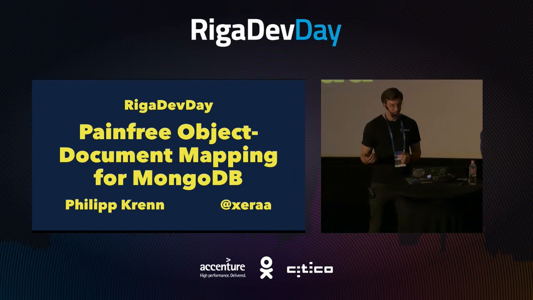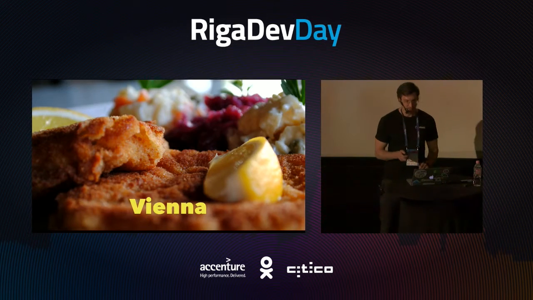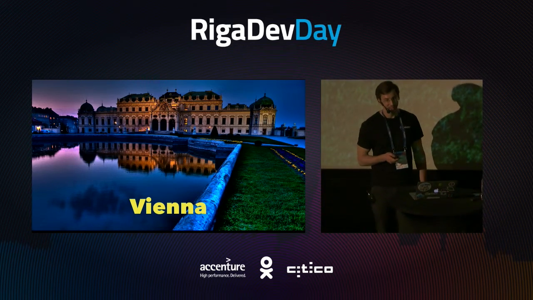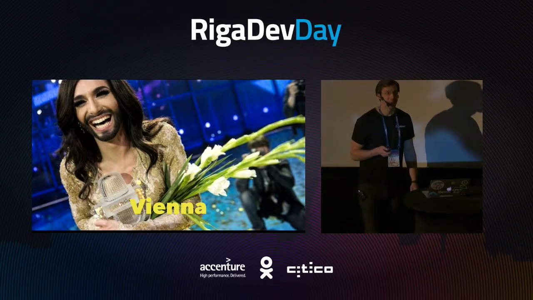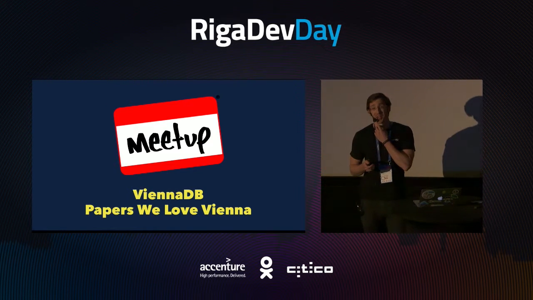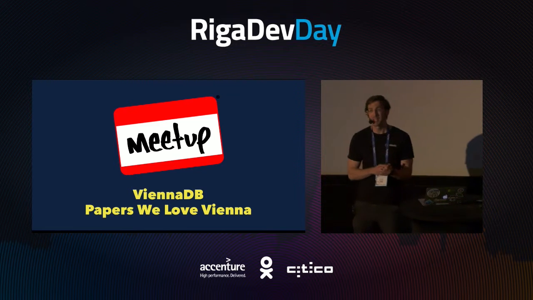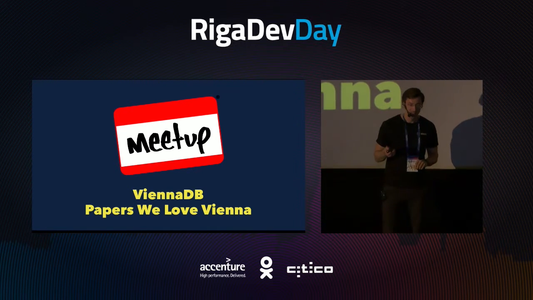I'm Philipp. I'm from beautiful Vienna, city of fatty foods, classical architecture, and beautiful women. Maybe, or maybe not. So what do I do? In Vienna, I organize some meetups. One about databases, the other one about academic papers.